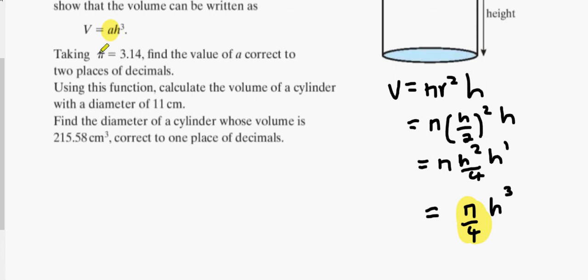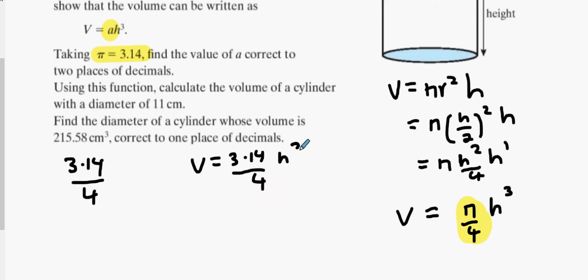Take pi as 3.14, so what will I have to do then? 3.14 divided by 4, Phelan. Volume equals 3.14 divided by 4, 0.785 h cubed. So that's your A value right there, isn't it? Yes. What does A over 4? Is that pi? Here's pi over 4 times h cubed.